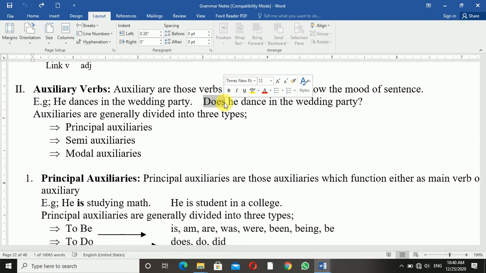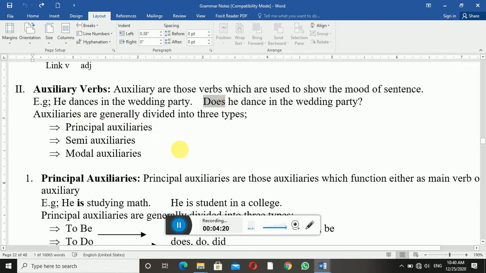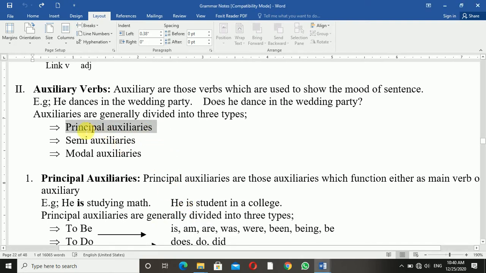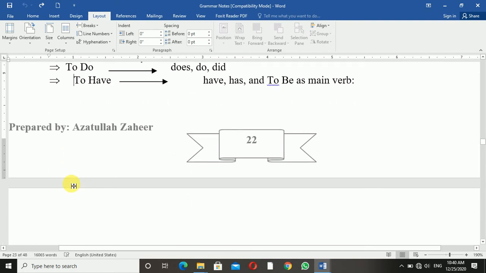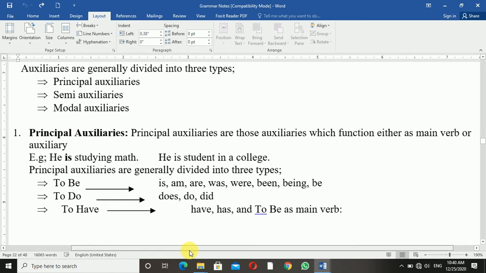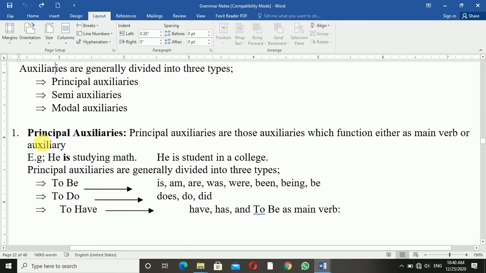Now, auxiliaries are generally divided into three types. The first is principal auxiliary verb. Second, semi-auxiliary verb. Third, modal auxiliary verb. So let's study one by one. First, let's start with the principal auxiliary verb. Today our lecture is principal auxiliary verb. So what is the definition of principal auxiliary verbs? We say principal auxiliary verbs are those auxiliaries which function either as a main verb or as an auxiliary verb.